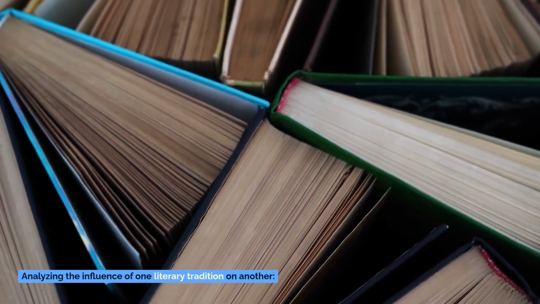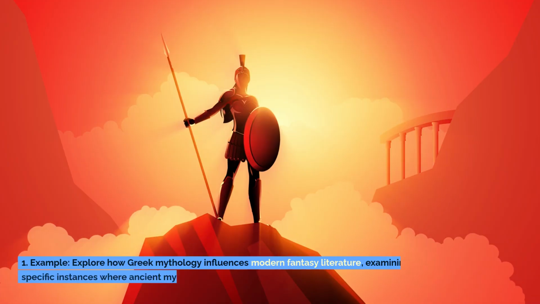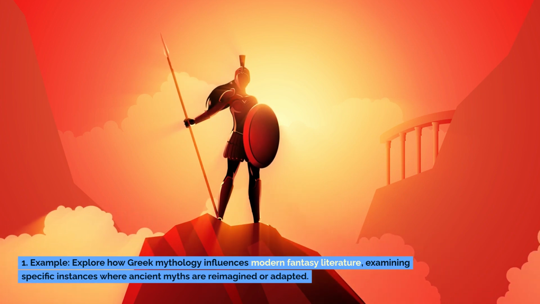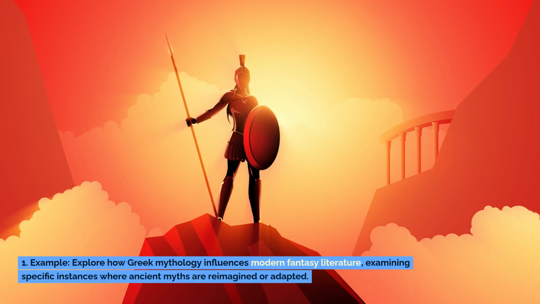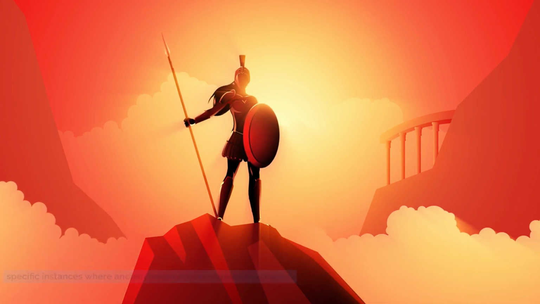Analyzing the influence of one literary tradition on another. 1. Example. Explore how Greek mythology influences modern fantasy literature, examining specific instances where ancient myths are reimagined or adapted.